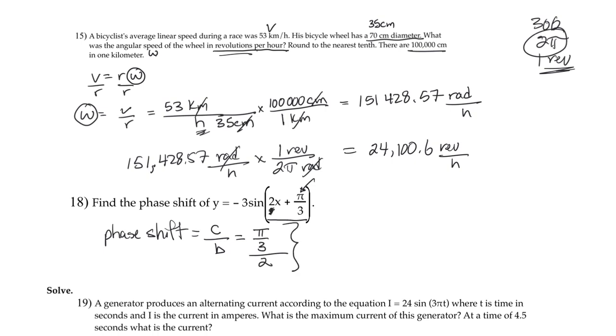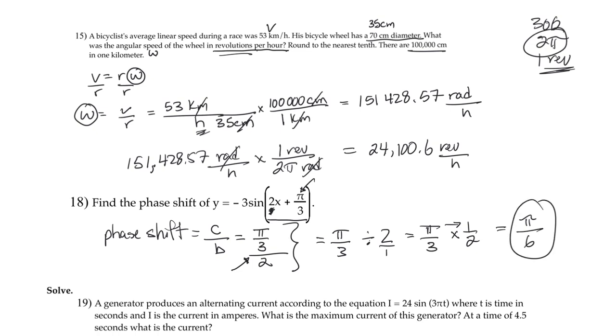This is a complex fraction, and I have to fix that. So the way I do it is pi over 3, then this line here means divide, so I'm just going to write the divide sign beside. And then it'd be pi over 3, change the divide to a times, and flip this fraction over. Now I can multiply across. Pi times 1 is pi, 3 times 2 is 6. So my phase shift will be pi over 6, and for the phase shift, you also have to tell me what direction. If this is positive, it means that the pi over 6 is shifted to the left. Always opposite to what you think.